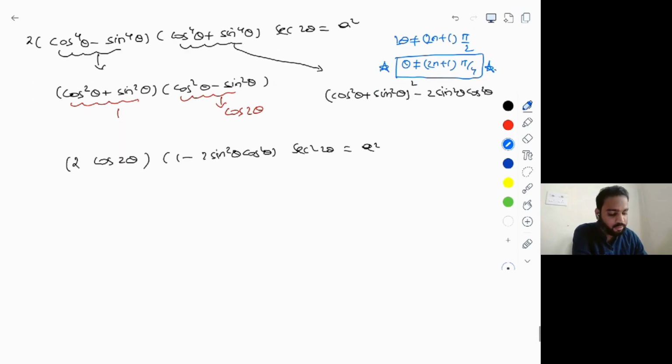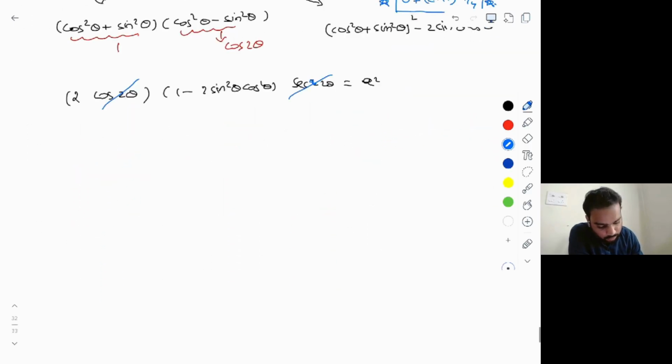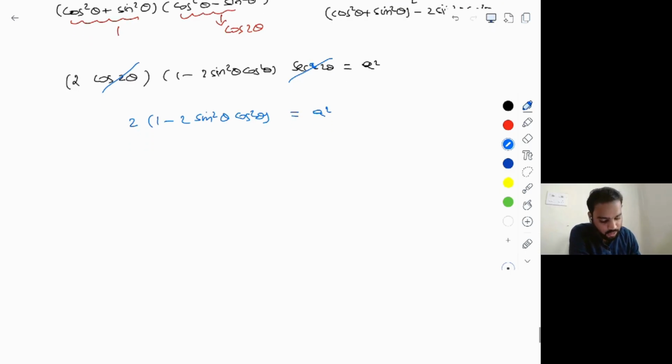Okay, and then since we put the condition that theta cannot be equal to odd multiples of pi by 4, I can cancel this secant 2 theta and cos 2 theta, and then the remaining part is 2 times of 1 minus 2 sin square theta cos square theta is equal to a square. But I can further simplify this one. I can write this as 2 times of, now clearly it is 4 sin square theta cos square theta, right? So 4 sin square theta cos square theta is nothing but sin square 2 theta, which is equal to a square.